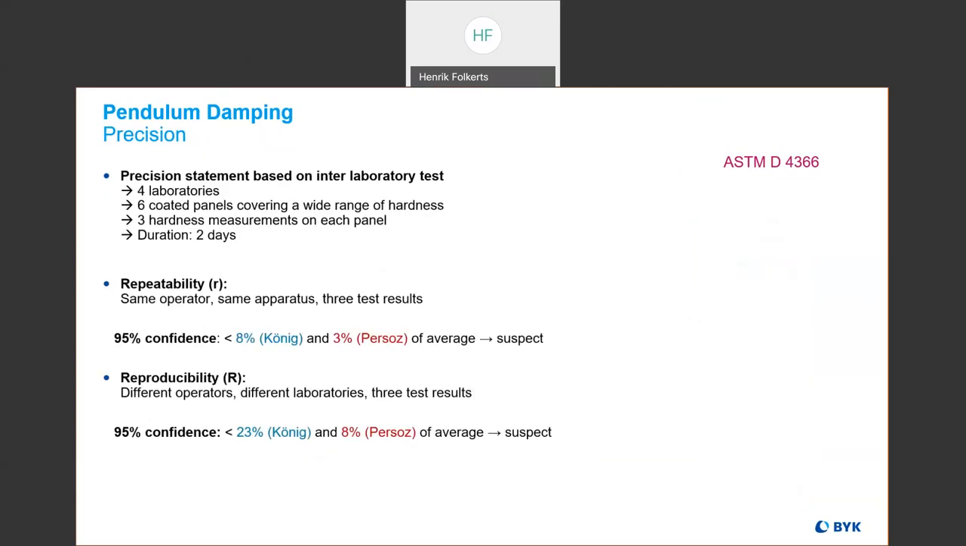Also of interest is the precision and bias statement. It was conducted by ASTM with 4 laboratories, 6 coated panels covering a wide range of hardness, and 3 hardness measurements on each panel. The confidence level for Koenig regarding repeatability is suspicious if it's larger than 8%. For Persoz, the confidence level is suspicious if it's larger than 3%. Concerning reproducibility, we have a factor of 3 between repeatability and reproducibility.